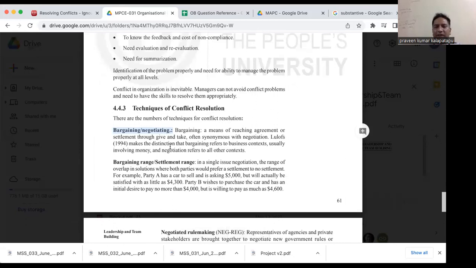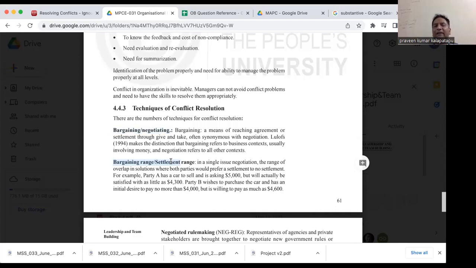Bargaining and negotiating. Okay, so basically what we are saying here is you should be able to bargain to reach an agreement, right? And you should negotiate. So next is you should have the negotiation range. Basically, this is just a little variation from the above. Here we are saying bargain and get whatever you want, or give and take whatever you want, right? Here it is like have that particular range.